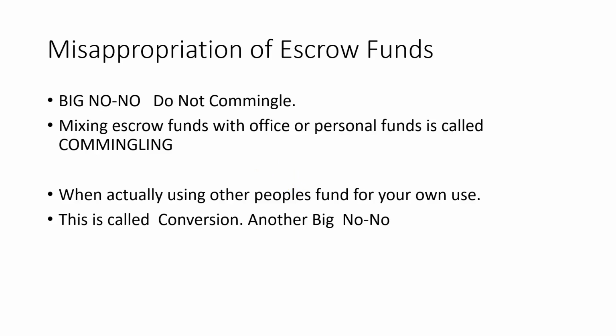Misappropriation of escrowed funds. It is a big no-no. You will get into serious trouble, either as a broker or as an agent. Do not commingle. Mixing escrow funds with office or personal funds is called commingling. Actually using other people's funds for your own use is called conversion. Another big no-no.